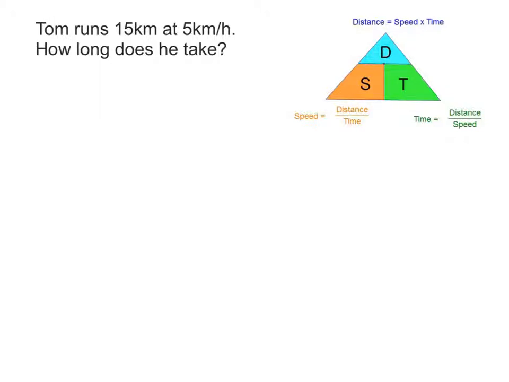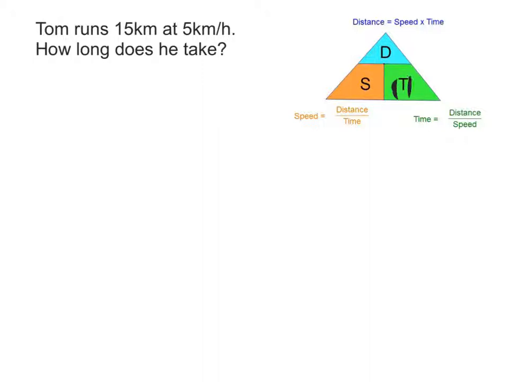When you want to work out the distance, okay, you cover it up. Clearly, as you can see, the S and the T, speed and the time, are next to each other. That means you have to times. So distance equals speed times time. Okay. And then the last one, if you want to work out time, you can clearly see it's distance on top of the speed, so it's distance divided by the speed.